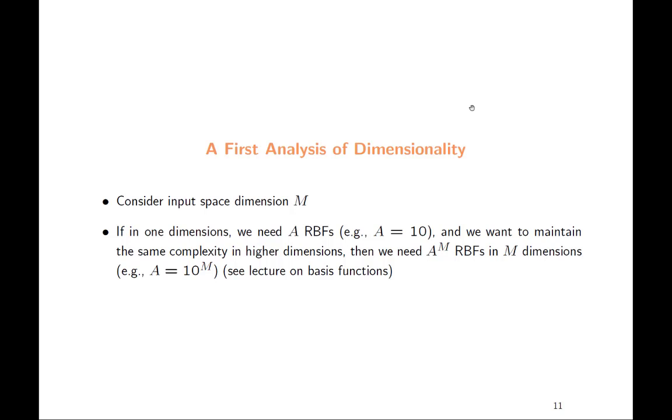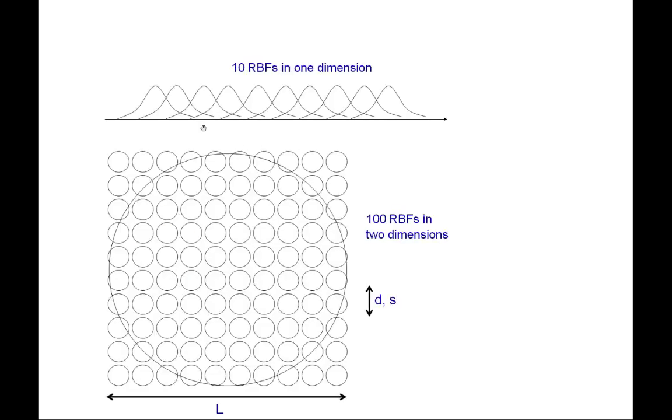So we already did a first analysis in the lecture on fixed basis functions. Let's consider an input space of dimension m. So we have m inputs. And if in one dimension we need a of these RBFs, in our example maybe a equals 10, and we want to maintain the same complexity in higher dimensions, we need a to the power of m RBFs in m dimensions. So that was discussed in the lecture on basis functions. And here's the plot. In one dimension, we need 10 of these RBFs. If we want to assume the same sort of smoothness in two dimensions, we need 10 to the power of 2, which is 100 RBFs.